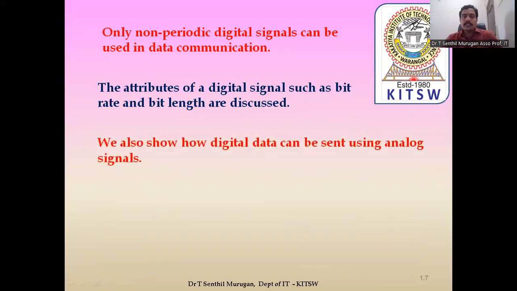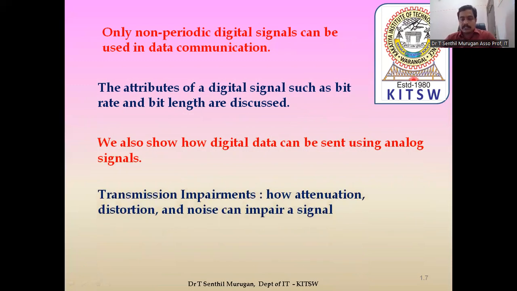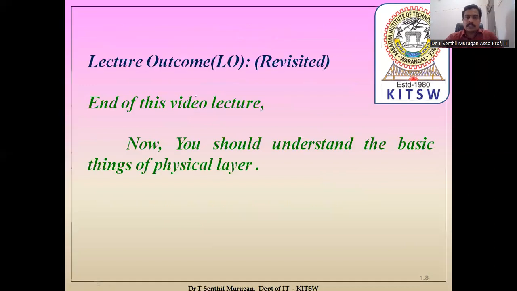We also show how digital data can be sent using analog signals. We will take the digital data and convert it into analog signals, and we will discuss how the signals are transmitted from one side to another. Finally, the transmission impairments. Whatever signal we are sending may have some errors, which we call impairments. How do the impairments happen? Due to attenuation, distortion, and noise. These three things are the causes of impairments of the signal.